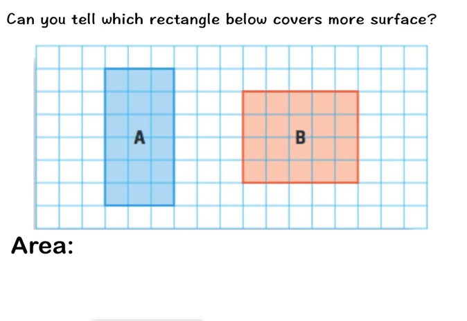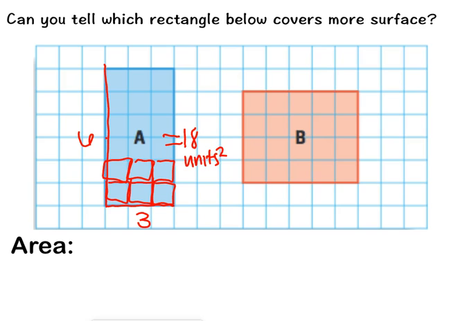We are asked, can we tell which rectangle below covers more surface? Well, just glancing at these without really thinking much, they look almost the same size. A is more narrow but taller, and B is a little longer, but we can actually compute the area of these by counting how many individual little square units fit into this, but that would seem very tedious. So instead, we can just take the length 3 times its height, which is 1, 2, 3, 4, 5, 6. Multiply those together to get an area of 18 units squared.